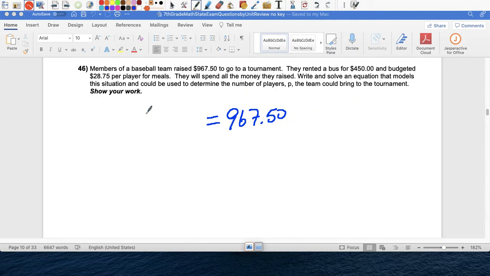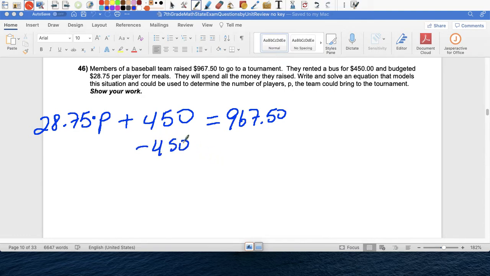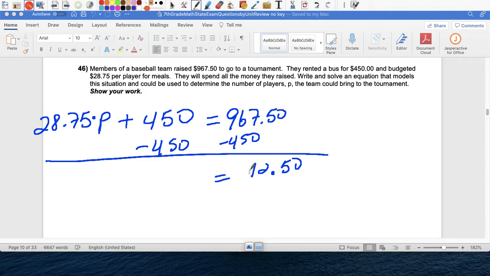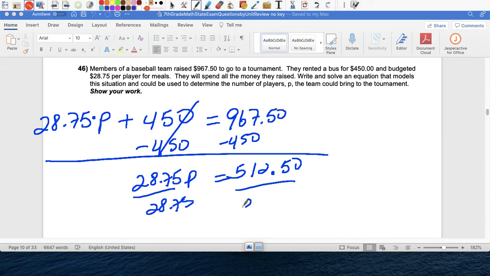There's something that's fixed, the bus, right? So something plus a bus, and the other something is the food. It's going to be $28.75 per player times the number of players, plus $450 for the bus, equals $967.50. So how many players can we bring? Well, minus $450 from both sides. 28.75p equals 512.50. Divide both sides by 28.75, and p equals some number.